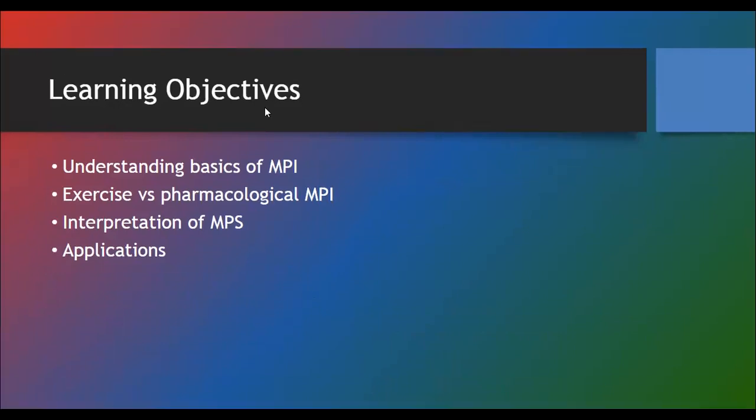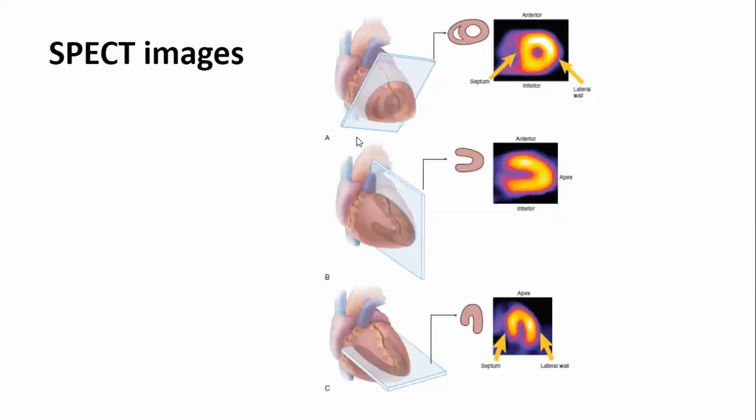So next, moving on to interpretation of MPI, which is most important, in which I guess most are interested as well. So how are you going to interpret? We have different planes of imaging in SPECT, which we call the short axis, the vertical long axis, and the horizontal long axis. This is the thing which you have to understand.